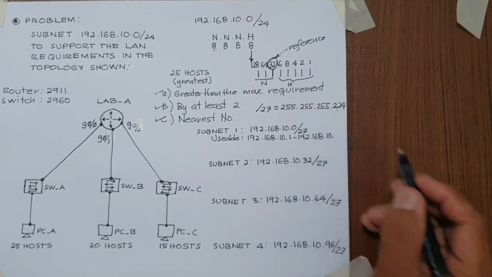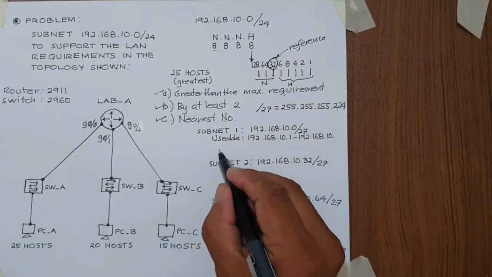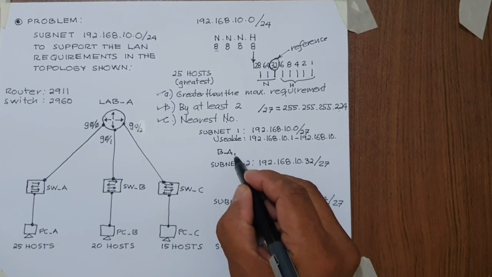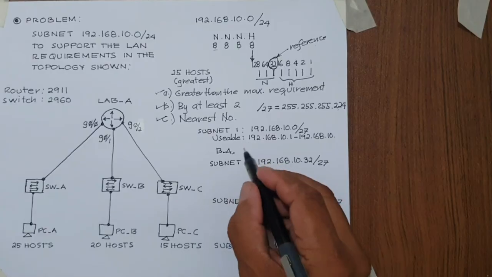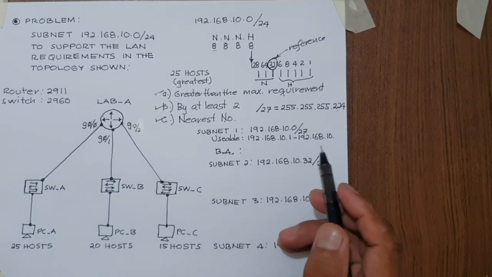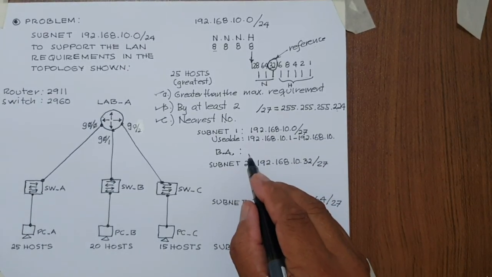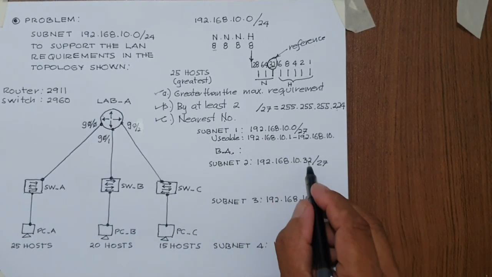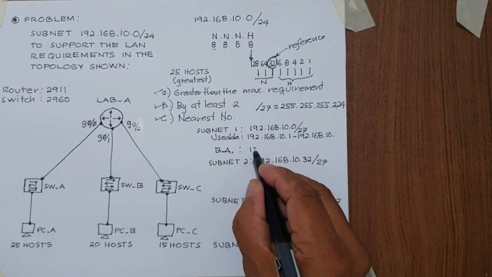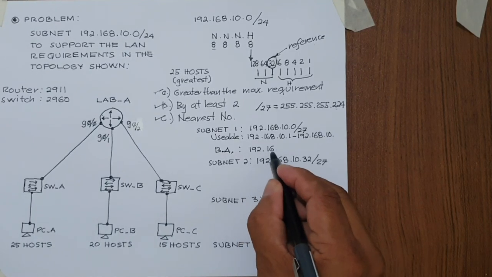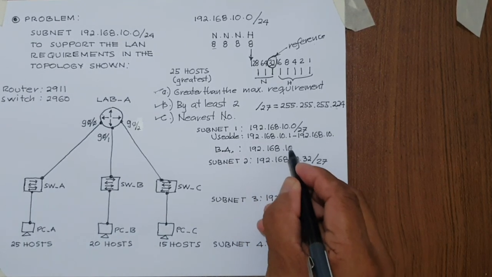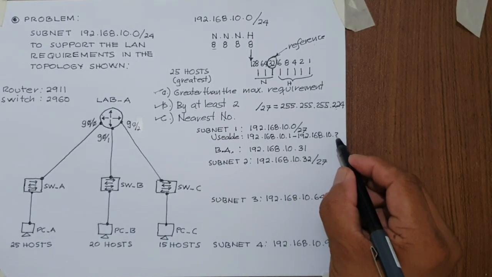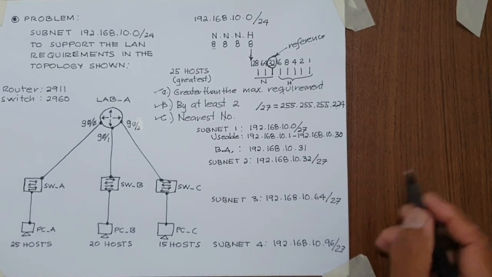Okay, before we write the last usable, we write the broadcast address for this network. Let me just abbreviate that by BA. The broadcast address is the last IP address in this subnet, or that IP address before the next subnetwork. And that will be 192.168.10.31. Therefore, the last usable here would be 10.30.